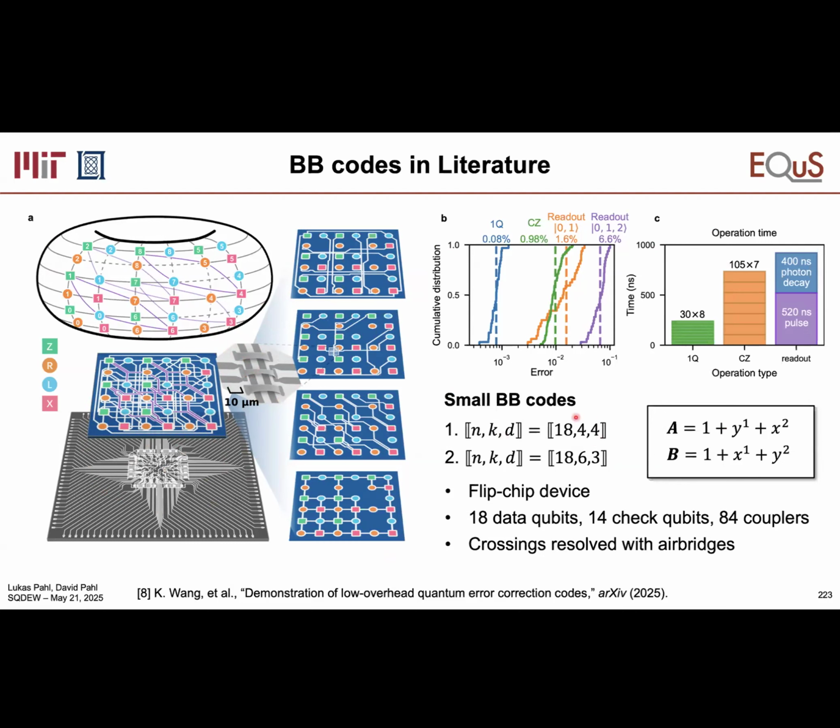They specifically built an 18-4-4 and an 18-6-3 code. So that's 4 and 6 logical qubits. These are the polynomials. As you can see, it's kind of lightweight. It's not too long range, but still impressive that they did it. 18 data qubits, 14 check qubits, 84 couplers, both short and long. Everything's tunable. And they resolve the crossings with air bridges. So their designers thought, we're up to the challenge. We can do it. And they did it.